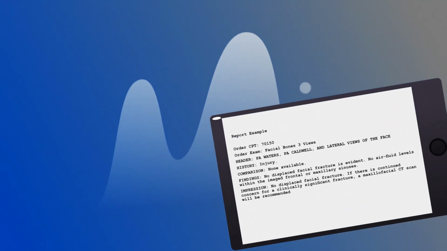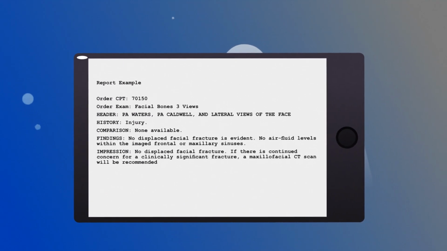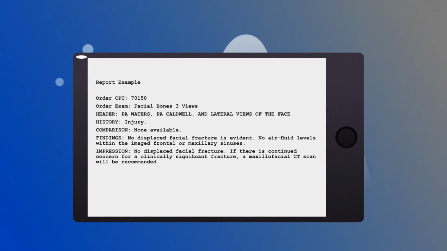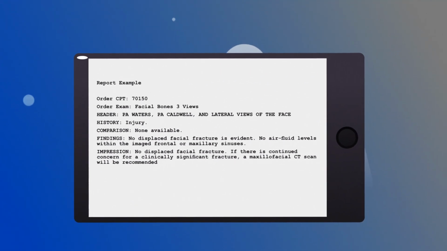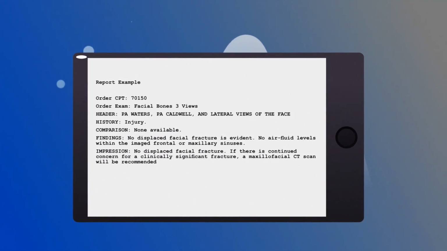Let's look at a sample radiology report to see how this translates into coding practice. Ordered exam, facial bones, 3 views. Imaging views documented, PA Waters, PA Caldwell, and lateral. History, injury. Comparison, none available. Findings, no displaced facial fracture is evident. No air fluid levels within the imaged frontal or maxillary sinuses. Impression, no displaced facial fracture. If there is continued concern for a clinically significant fracture, a maxillofacial CT scan is recommended.